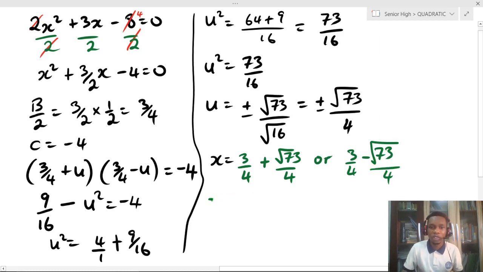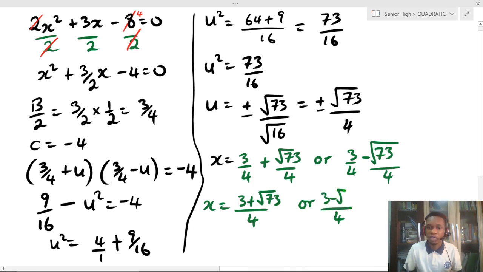So now solving, what do we have? We have our x is equal to, sorry, let me put that very well. We have our x is equal to, now since they are both the same denominators, we pick one, and that's 4, and that will be 3 plus square root of 73 since they can't add up to each other. Or we have, pick one again, that's 4, and that's 3 minus square root of 73 since they can't add up to each other, and that's it.